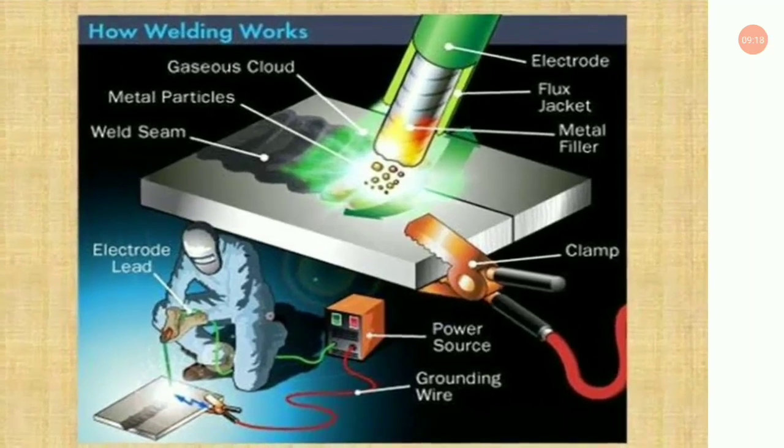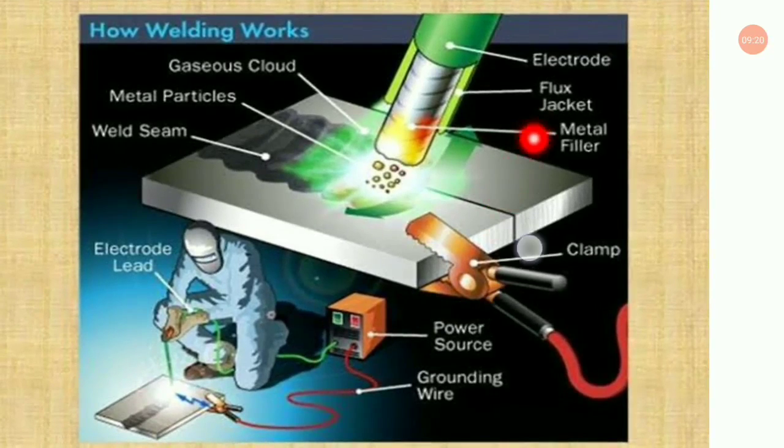Now, how welding works. Here in this picture you will find a typical diagram of a setup of welding. Here you can see this is the electrode and this is the flux jacket, which will help you to provide the inert atmosphere during welding. This is the filler material inside the coating. Here is the gaseous cloud during the welding. These are metal particles, as you can see. This is the weld scene.